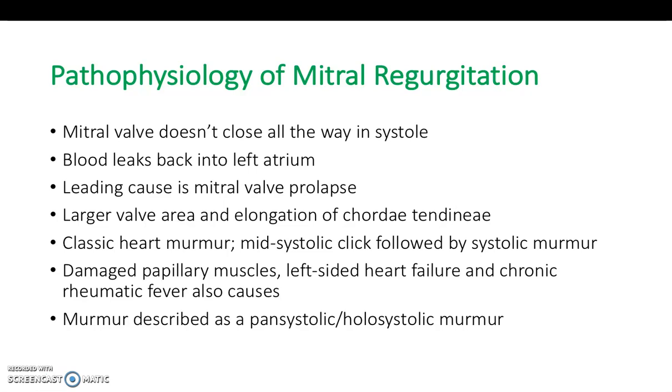So as we've already mentioned, chronic rheumatic fever is another cause as well, which is because it's causing fibrosis of the cusps. Left-sided heart failure can cause mitral regurgitation, but this can also work the other way. Blood leaks back into the left atrium and then drains back into the left ventricle. This means that there is a volume overload in both the left atrium and the left ventricle, and this leads to left-sided hypertrophy of the heart, which can lead to left-sided heart failure.